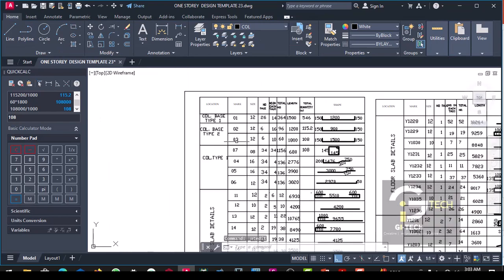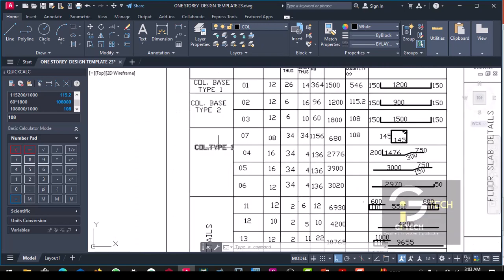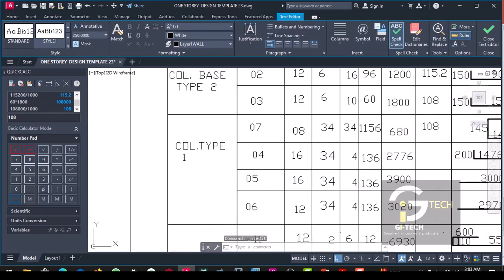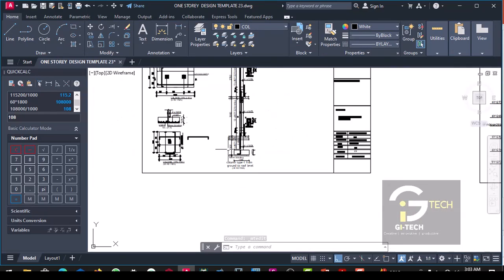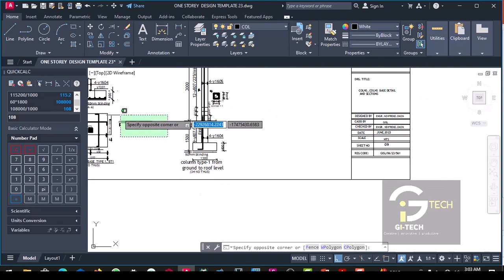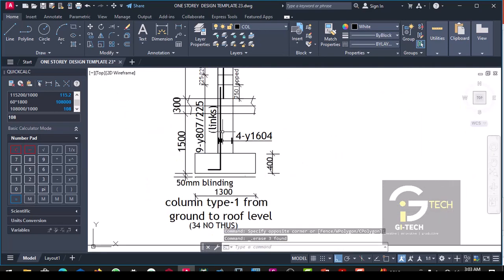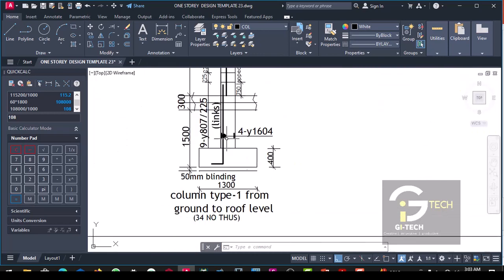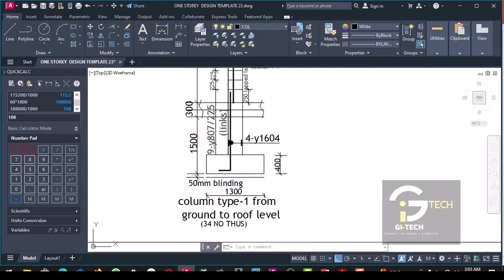So we are done with column base type 1 and column base type 2. So we will consider column type 1. So this is the column type 1. The first thing we will calculate in this column type 1 is the link.